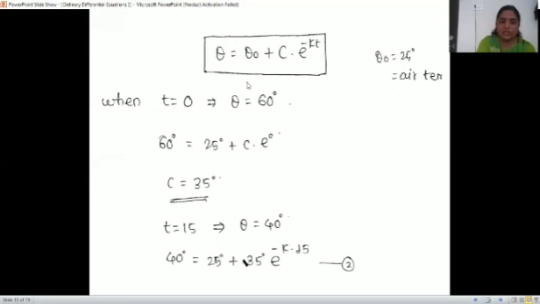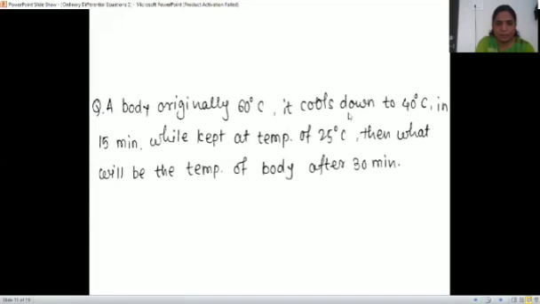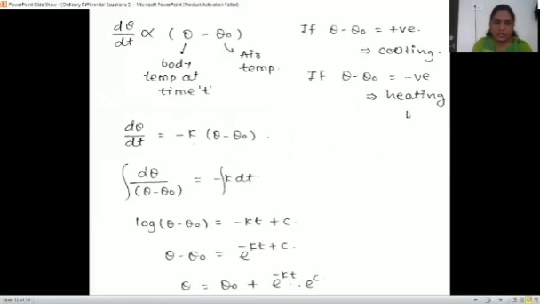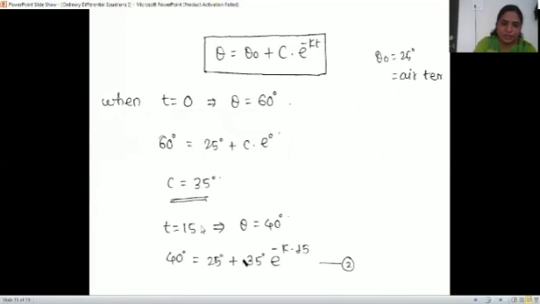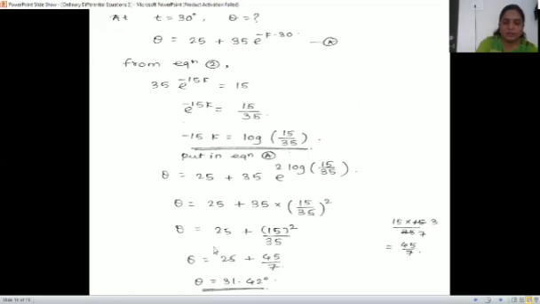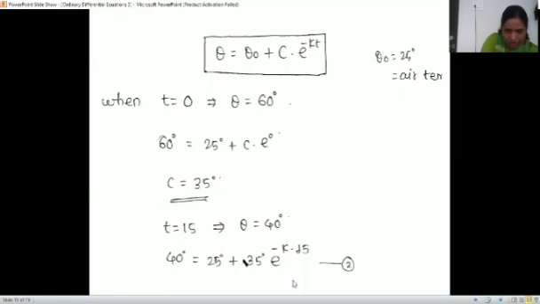Right. Next is the second condition. In 15 minutes, it cools down to 40 degrees Celsius. Right. So that is at t is 15, now theta is 40 degrees. So solving again, theta naught remains the same, air temperature, room temperature. So theta is 40 at t is 15. Substitute here all the values, and c also we have as 35. Substituting all the values here, we'll get this equation. This is our equation now.